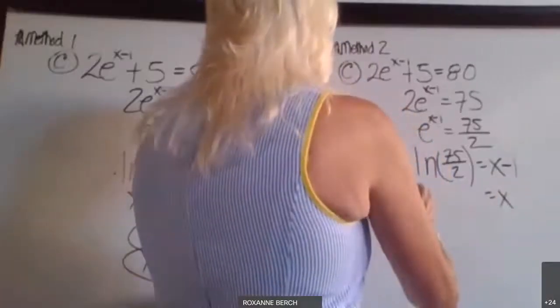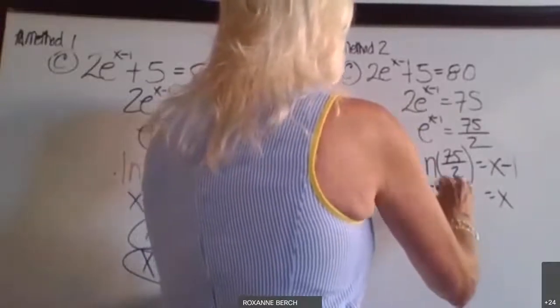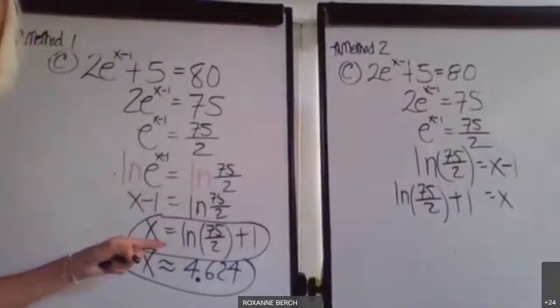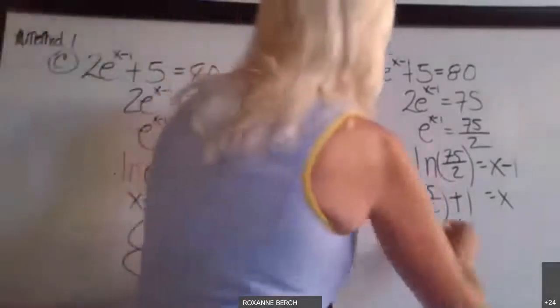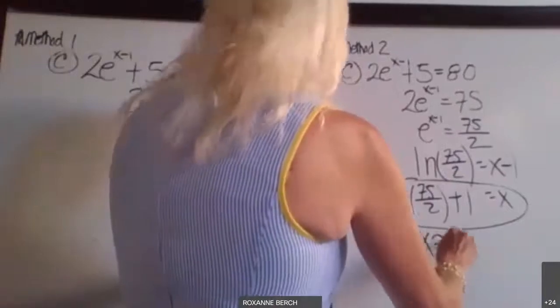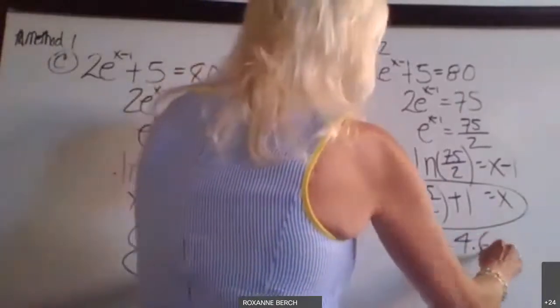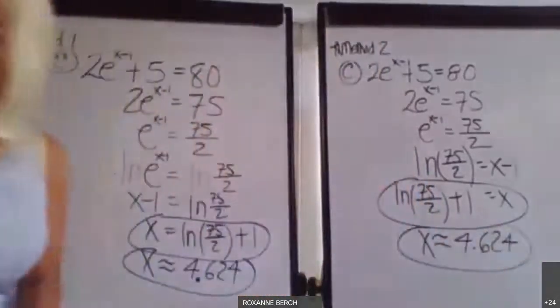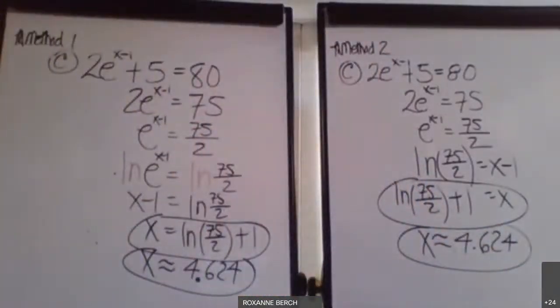So when you add 1, you get exactly what we did on the left, right? Right here. So that's the exact answer. And the approximation would be 4.624. Any questions? Okay, any questions about any of the methods?